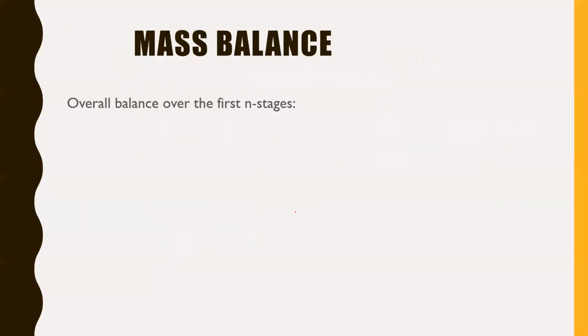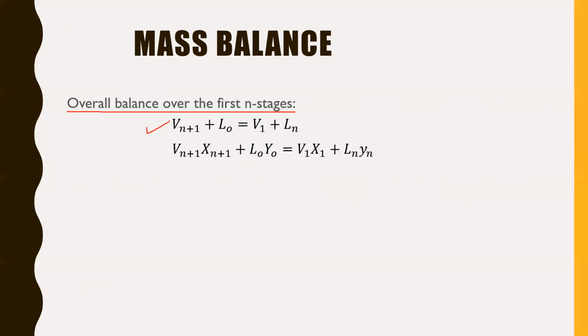For the mass balance for multiple stage leaching, we look at the overall mass balance over the first n stages. So the overall input is equal to the output. This is the input for the liquid stream or solvent, and this is the input for the slurry stream. Vn plus 1 plus L naught equals the output of the overflow, and this is the output of the underflow or leach solids.